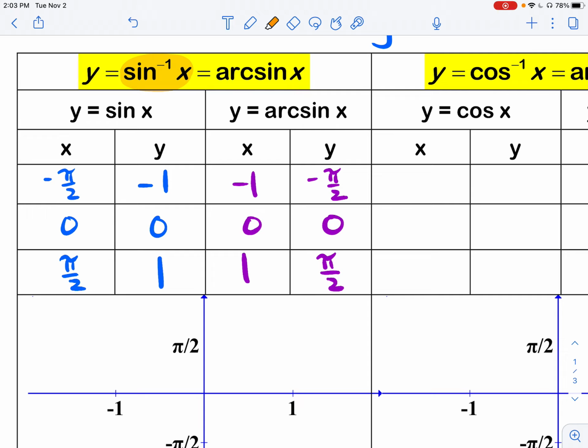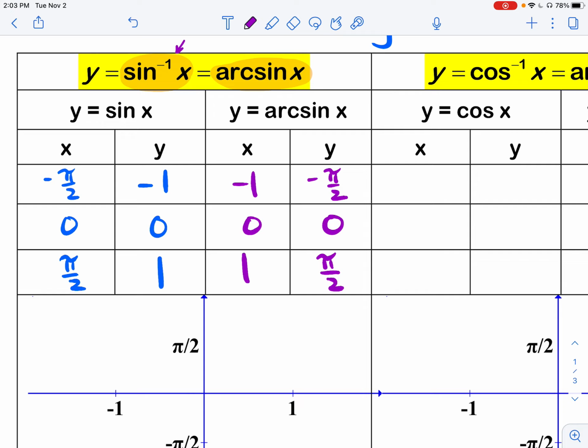We've got what looks like sine to the negative 1 power of x, and we also have arc sine. Both of these are valid notations for the inverse sine. Please remember, though, that this is not the reciprocal. We're not talking about cosecant here. This negative 1 notation is just a notation for the inverse sine. I am going to recommend that we go with arc sine here.